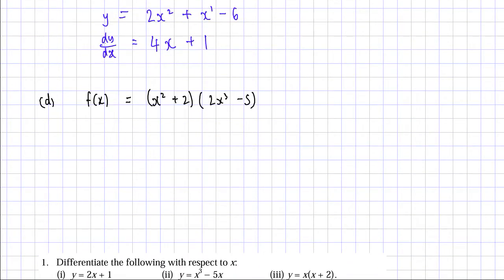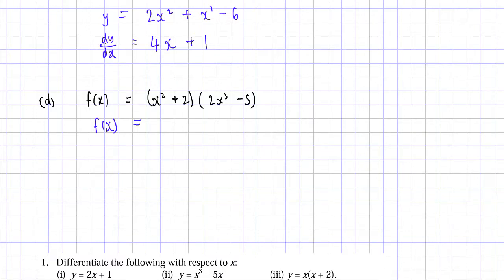Now this last one, this one actually isn't in y, so I'm going to write this one differently when it comes to differentiating it. But first I'm going to multiply out the brackets, so I'm going to have f of x is equal to, so I need to multiply everything here with everything there.